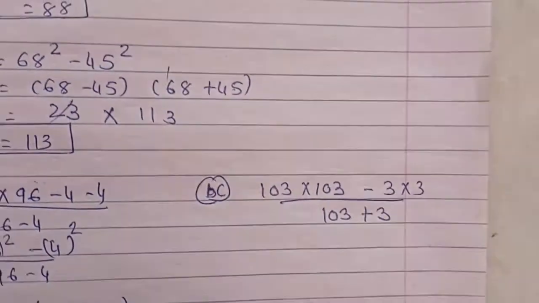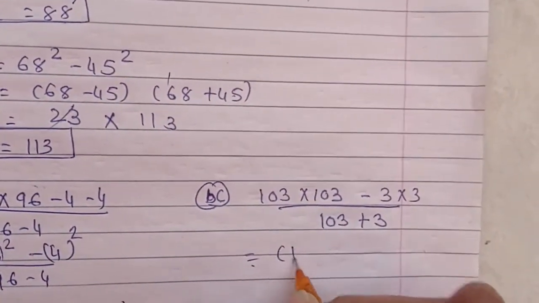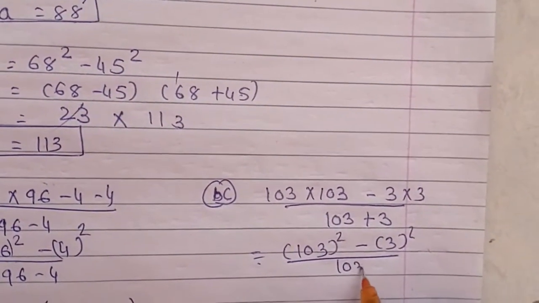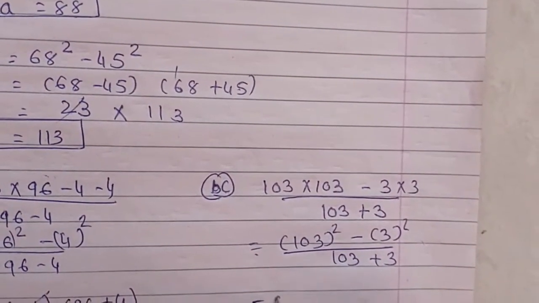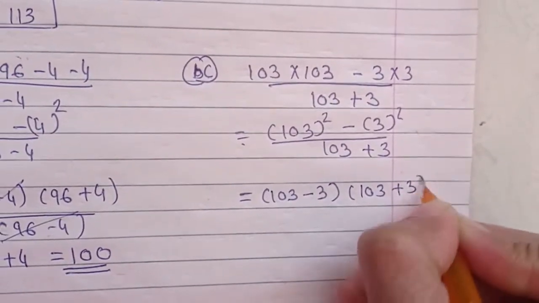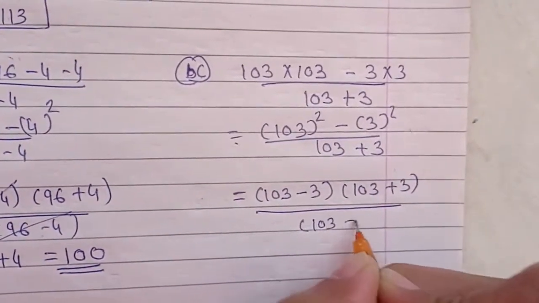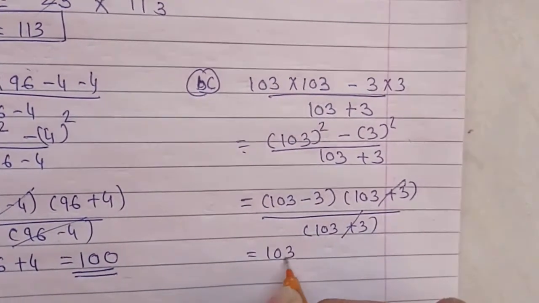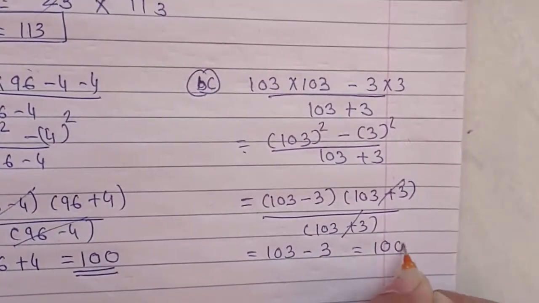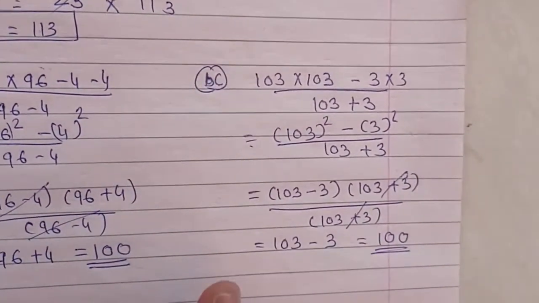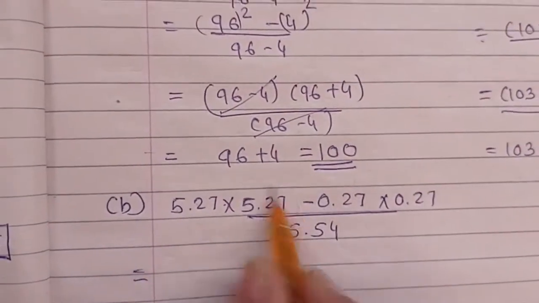Okay. Now similarly we are doing the C number. It is same as the first one. So here we are doing 103 square minus 3 square upon 103 plus 3. So what can we write? 103 minus 3 and 103 plus 3 upon 103 plus 3. We can put it in a bracket. This would be cancelled out. Answer would be 103 minus 3 is equal to 100. Okay. Same sum, same answer. Now here also the same number is given.